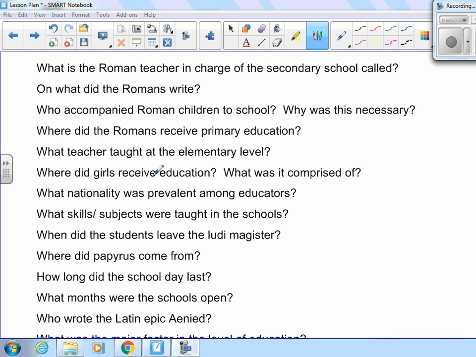Where did the Romans receive primary education? Well, the first stage of their education would have been at home, and then they would go to the ludus with the ludi magister, who taught at the elementary level. So I guess I kind of messed up with number 1. What is the Roman teacher in charge of the secondary school called? That was the grammaticus. I messed up my orders there. The elementary level would have been the magister.